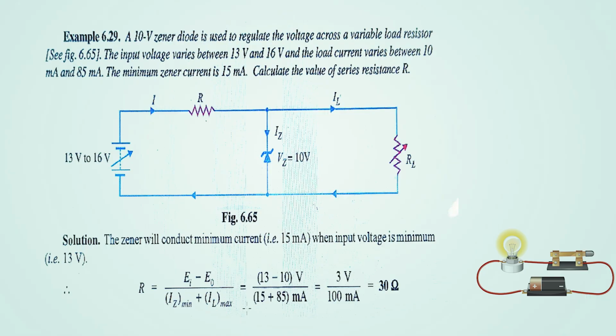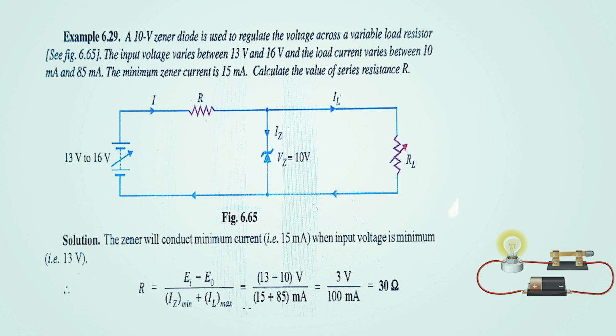A circuit is shown which is having a variable source. The source voltage is varying from 13 volt to 16 volt, and it is having the variable load also, and since the variable load is shown, that means the value of RL will be varying, and due to this RL the load current will also be varying. So, a range is given for the load current, that is 10 milliampere to 85 milliampere.